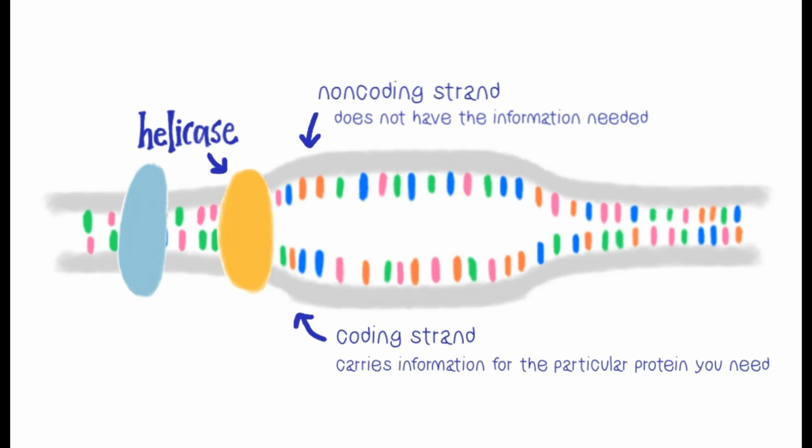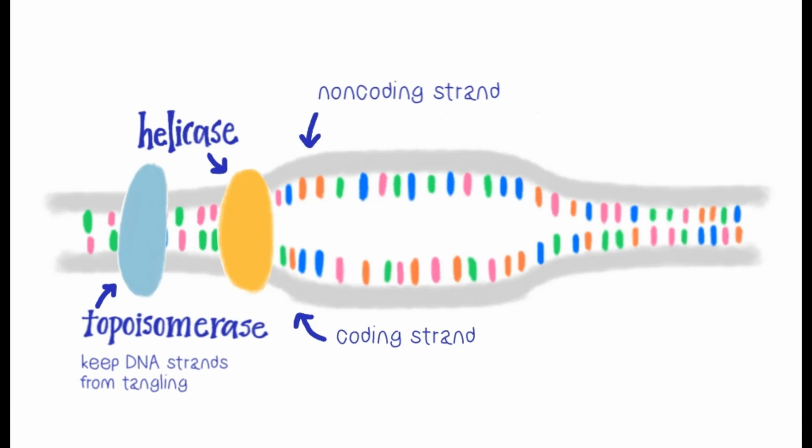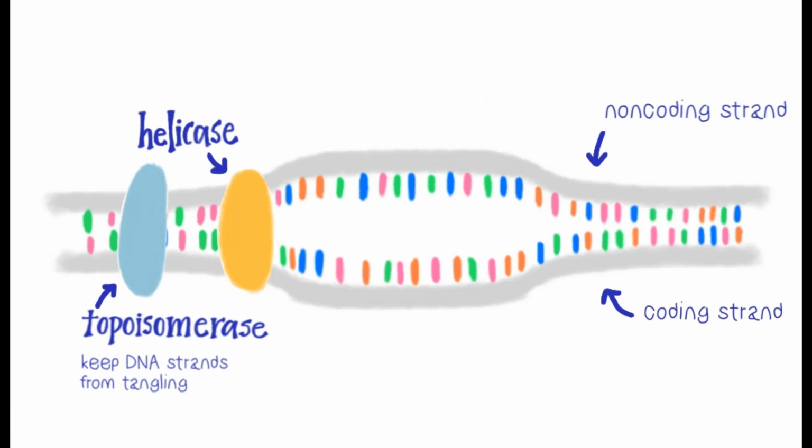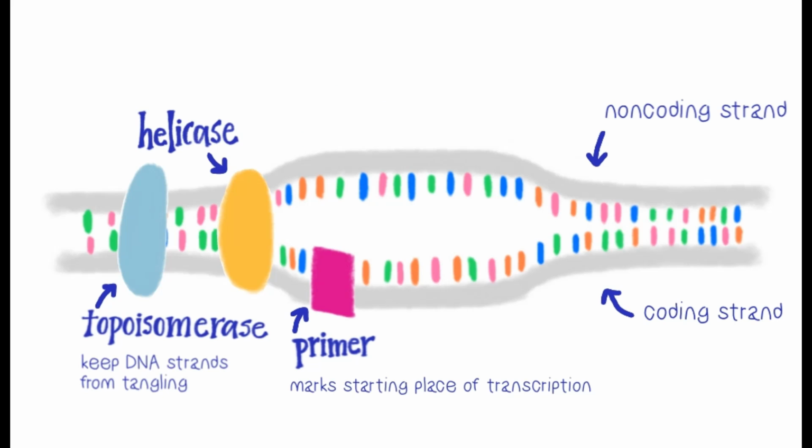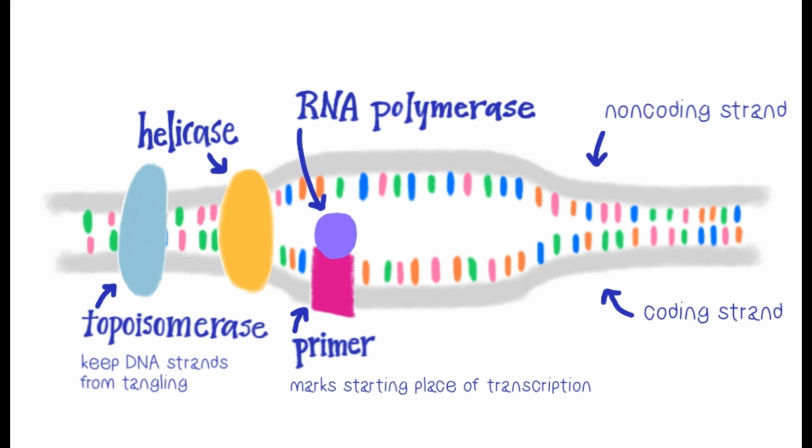After helicase, the enzyme topoisomerase is used to keep the DNA strands from tangling. Then a segment of RNA called a primer is attached to DNA, marking the starting place of transcription. Finally, the enzyme RNA polymerase is used to bind to DNA where the primer is and begin transcription. Note here that without a primer, transcription cannot begin because you wouldn't be able to attach RNA polymerase.